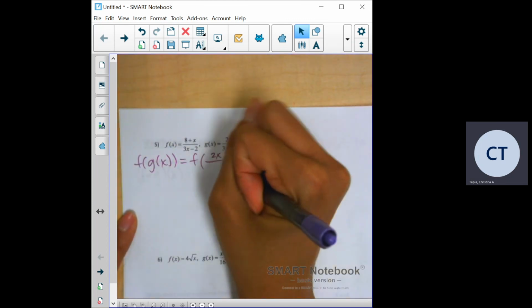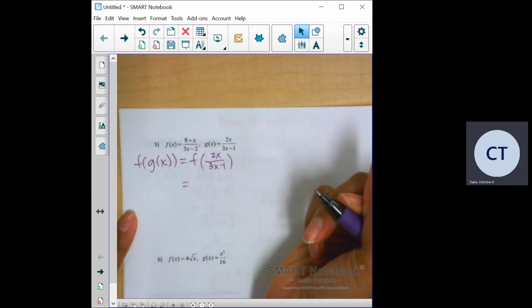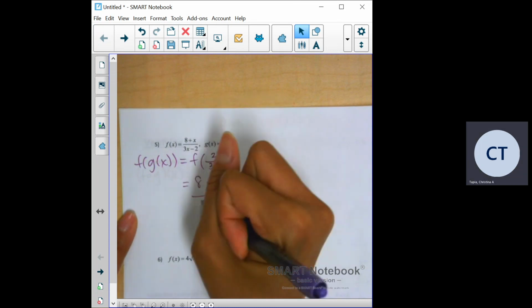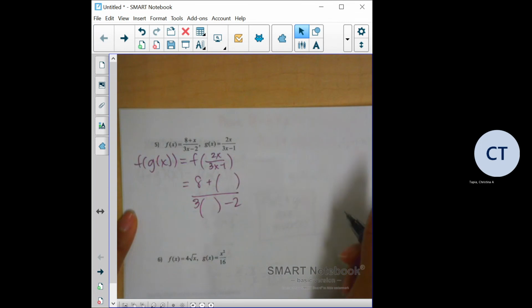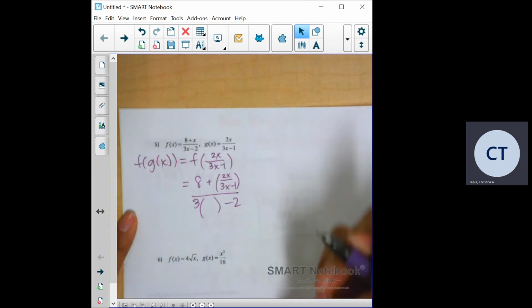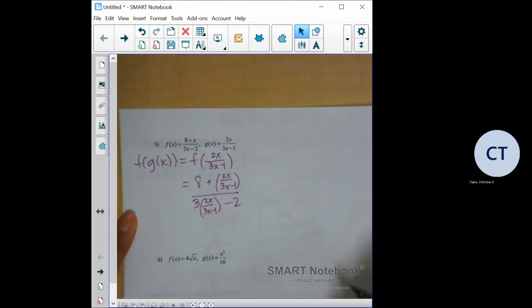This is 2x over 3x minus 1. Okay, I can't simplify it. We're now going to do f. So we're going to have 8 plus x over 3 times x minus 2. In those parentheses, I'm going to put 2x over 3x minus 1.